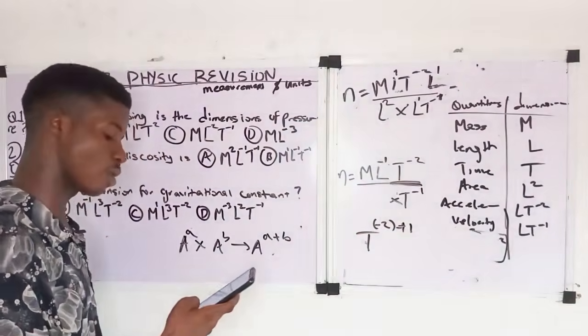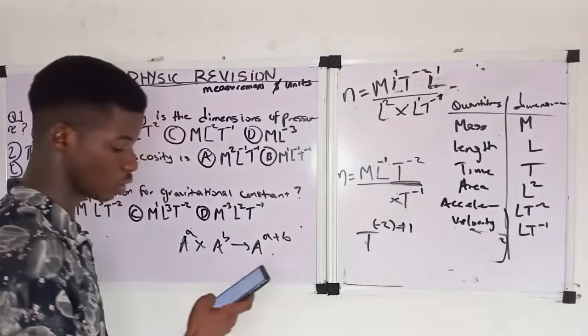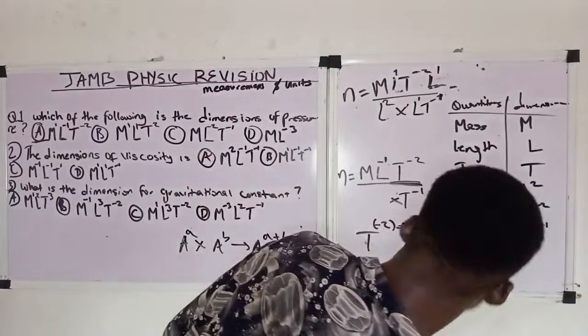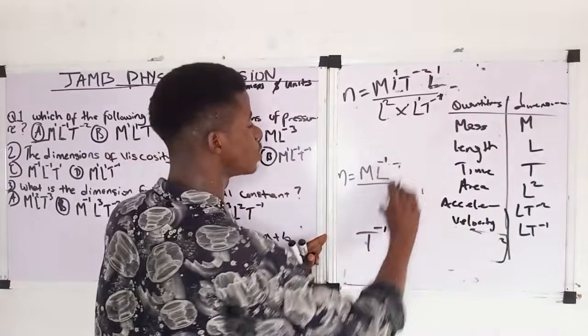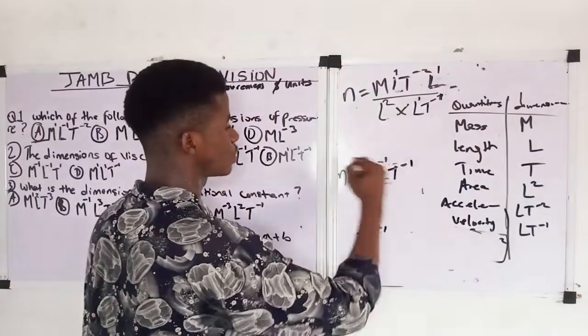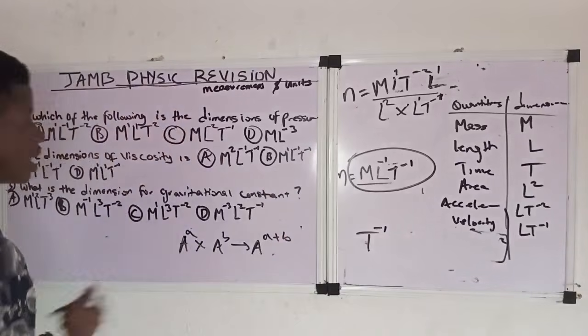So minus 2 plus 1 is what? Is minus 1, right? Yes. So everything here will be T raised to the power minus 1. So this is the dimension for viscosity.